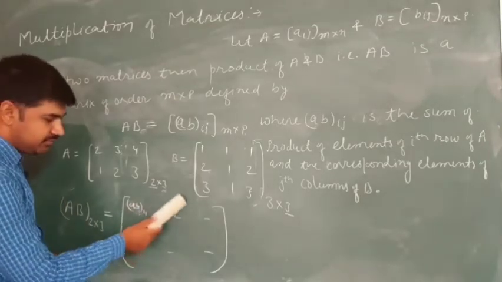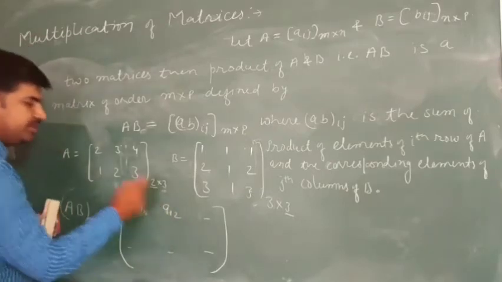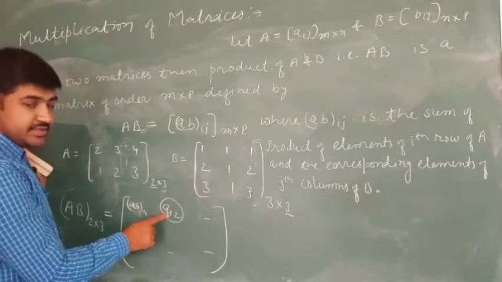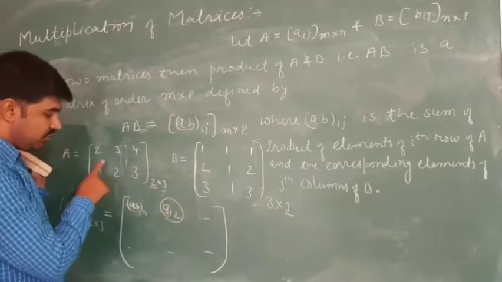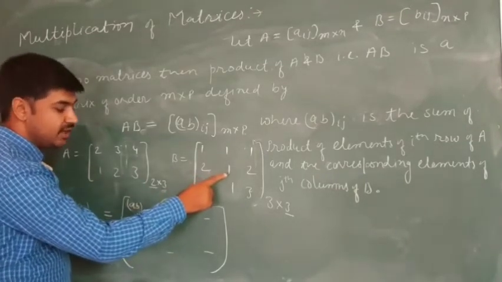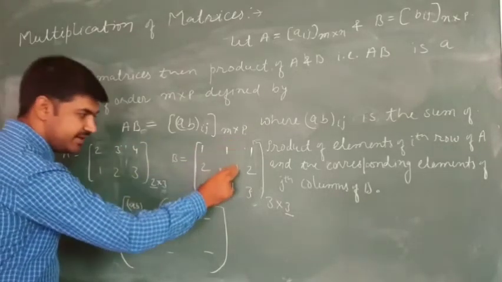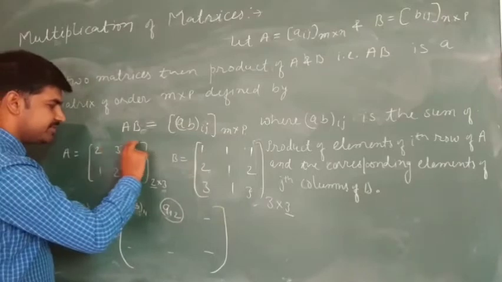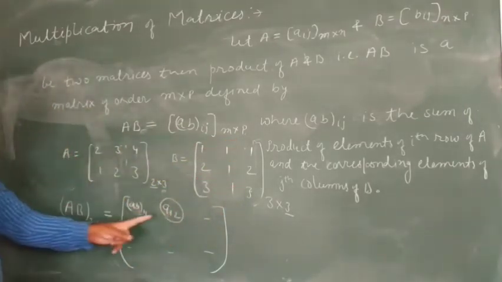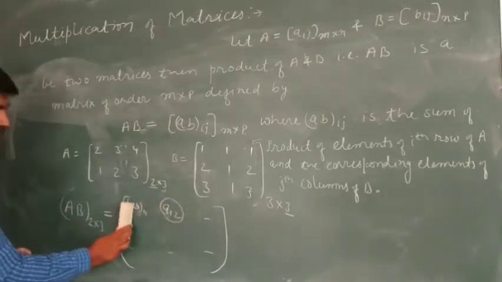Okay, if I talk about this particular element A12, how will this element be obtained? It will be the sum of the products of the first row of A with the corresponding elements of the second column of B. So the first row of A will be multiplied by the second column, meaning the corresponding elements will be multiplied and then added, and that's how this element will be obtained. This is how we'll be getting all of these.